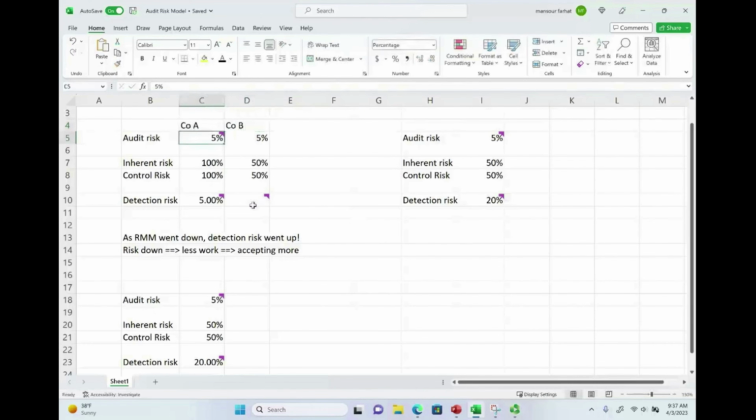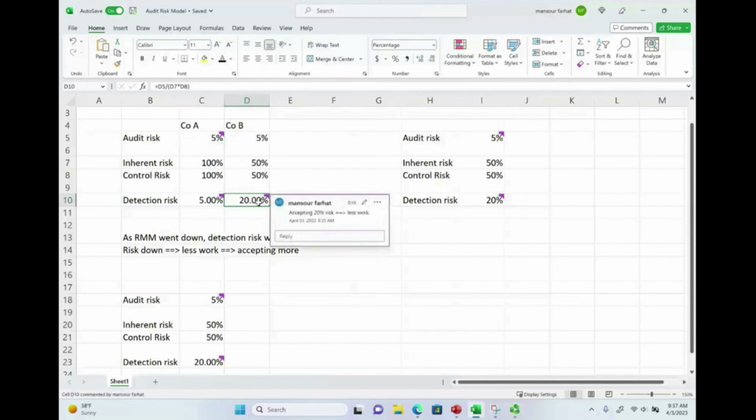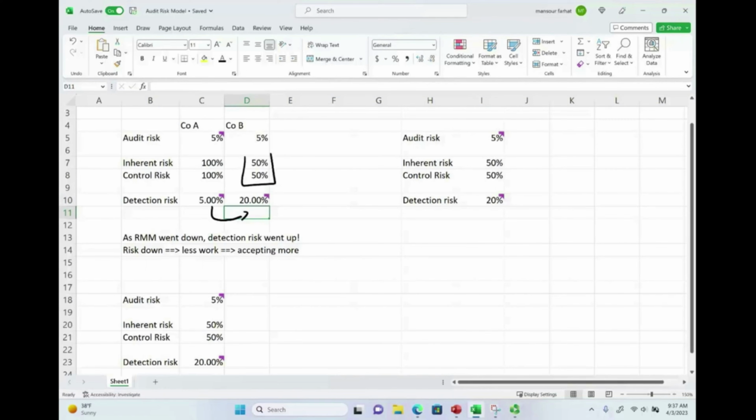Now, if I compute my detection risk, just using the formula, my detection risk is 20%. Now, what does that mean? I am accepting 20% risk now. It means I have to do less work. If I'm accepting 20% risk, from a work perspective, I can do less work because I am willing to accept more risk. Now, why am I willing to accept more risk? So why did this 5% become 20%? The reason it became 20% is because RMM, inherent risk and control risk, are better. They used to be 100%, now they are at 50%.